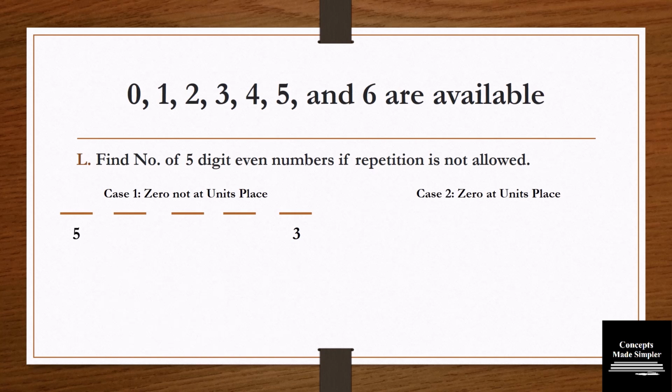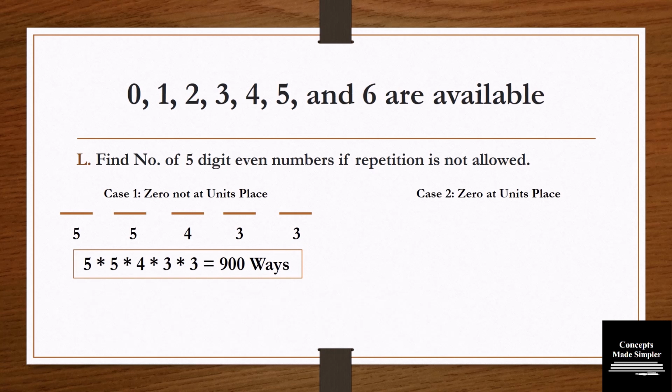Now after filling these two places, there are no other restrictions. So the other places can be filled sequentially with the remaining digits, that is 5, 4 and 3. So for the first case, the solution is 5 into 5 into 4 into 3 into 3, which is equal to 900 ways. For the second use case, 0 is present at the units place.